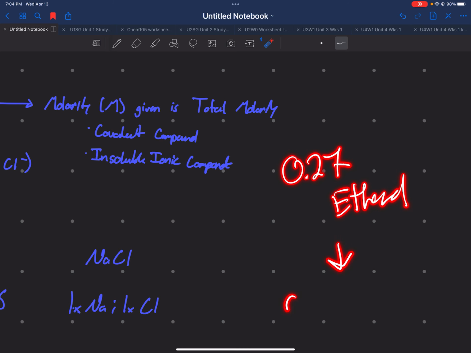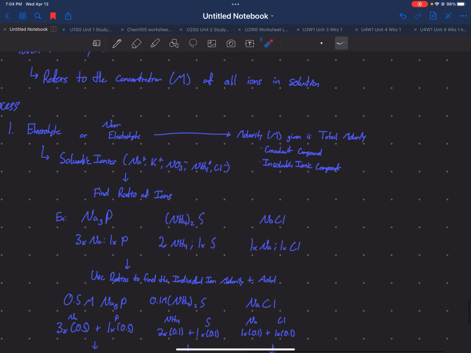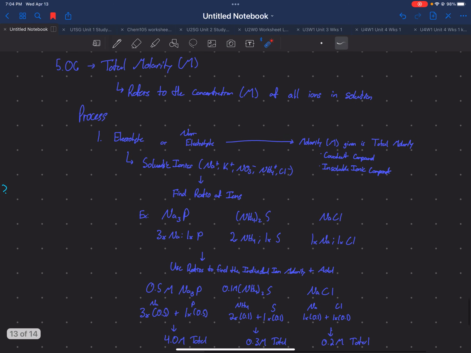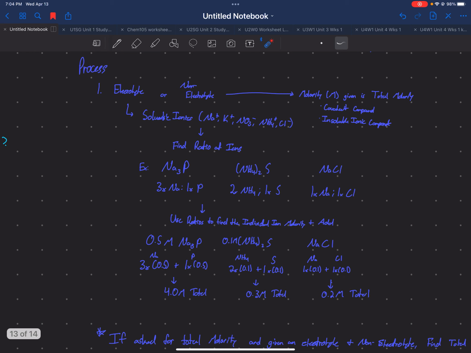Ethanol would just lead to 0.27 ethanol. Yeah, that would be an example of the non-electrolyte. Okay, so I think you guys got that one pretty well, though.